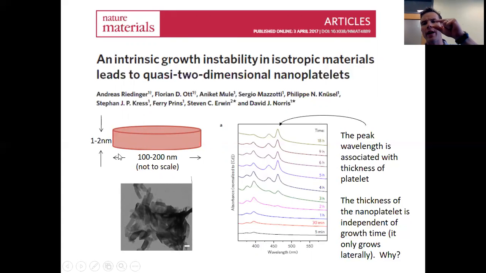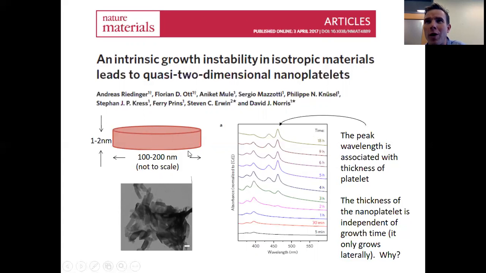These are semiconductor crystals that are shaped like a plate. So they happen to be very thin along the Z dimension, 1 or 2 nanometers, and very long in the lateral dimension, 100 to 200 nanometers. So here is a cartoon of what it might look like. And down here, you have a TEM image. It's a little bit hard to see, but what you're looking at there is the top of one of these nanoplatelets. And you can go through and you can make them. You measure an absorption spectra for the particles, and you find it has peaks. And the position of the peak wavelength is associated with the thickness of the platelet.